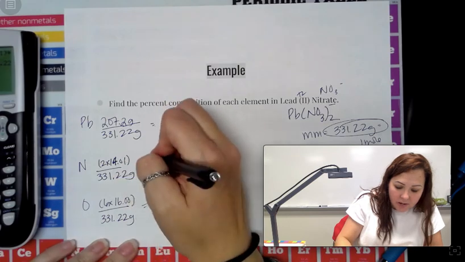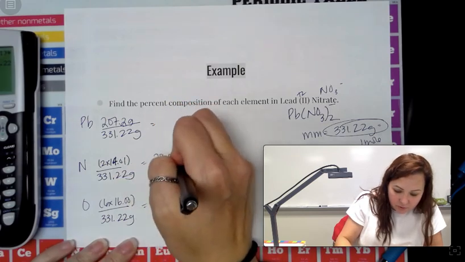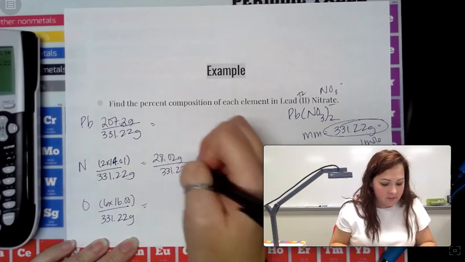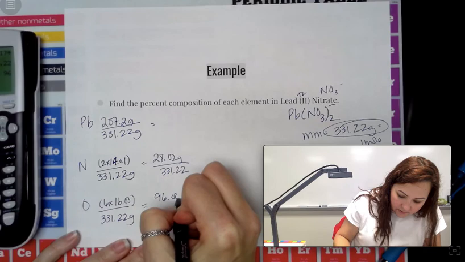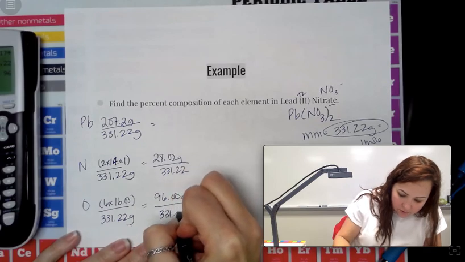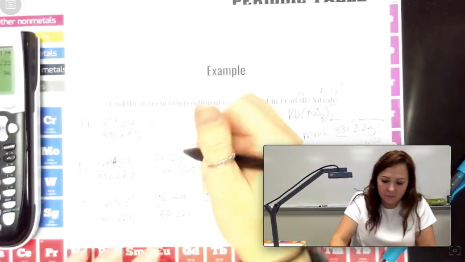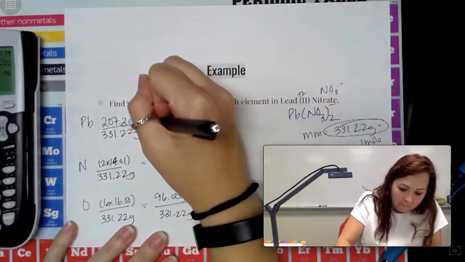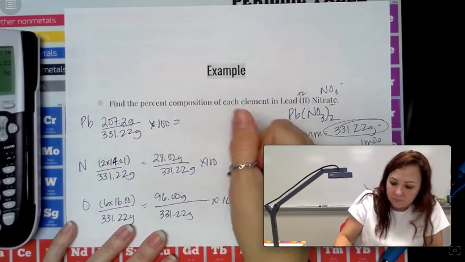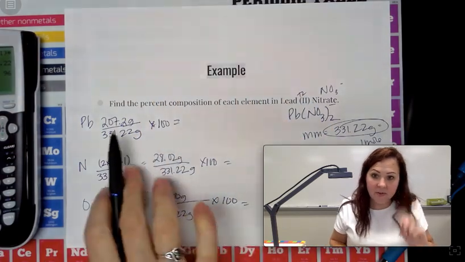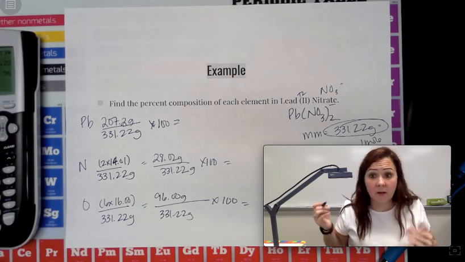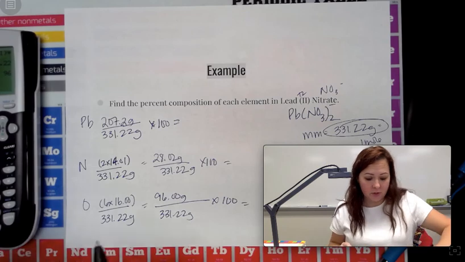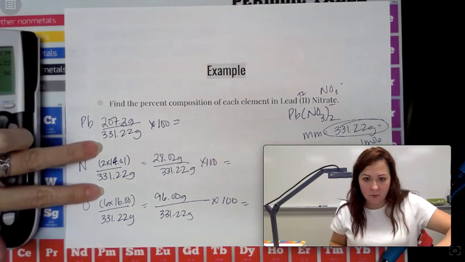So this one is 28.02 grams divided by 331.22. 6 times 16, 96 grams divided by 331.22 grams. And then in each case, I'm going to multiply times 100 to get my answer. So I did all 3 problems together at the same time just because it was a little bit faster. Again, if they were only asking for what percent composition is nitrogen, we would only do this problem. You don't always have to do all 3 problems.